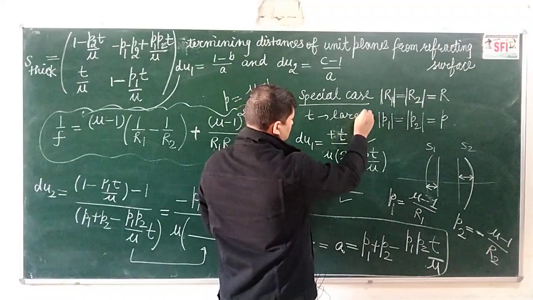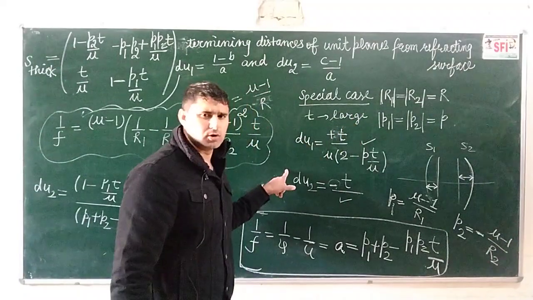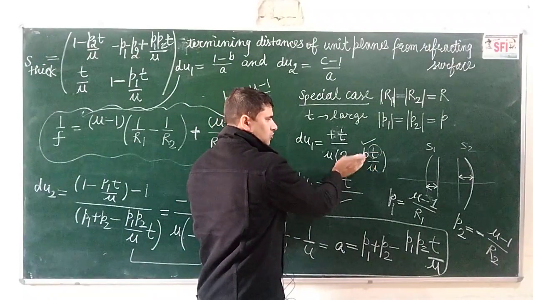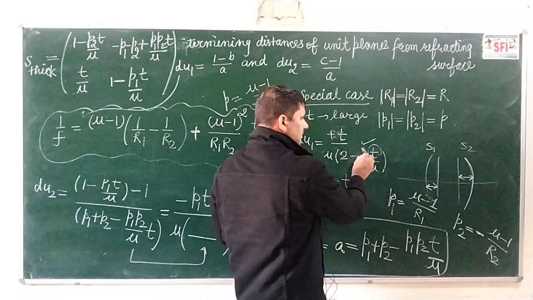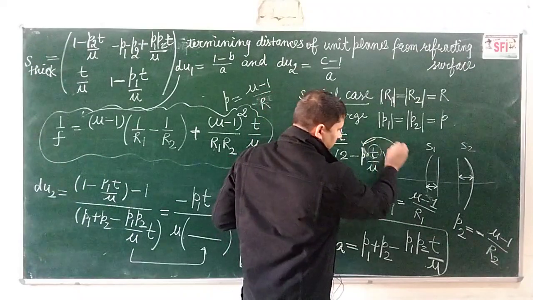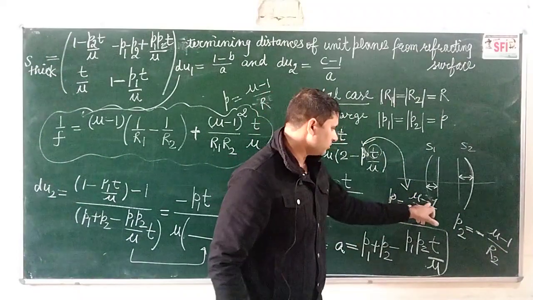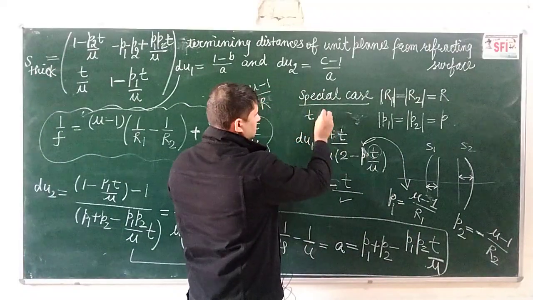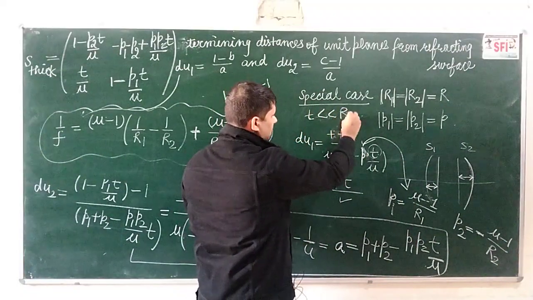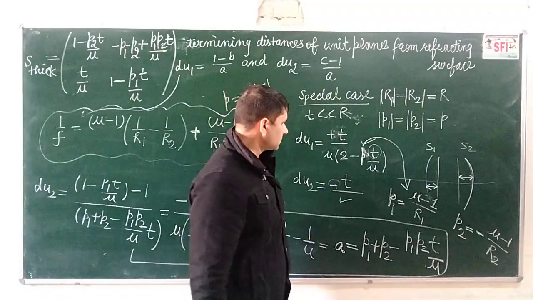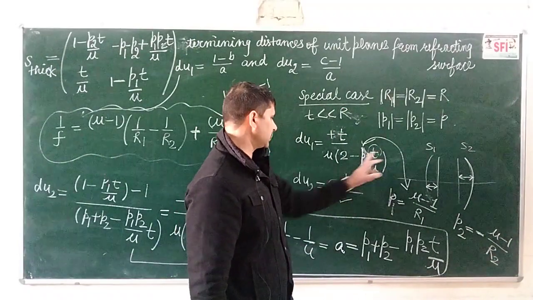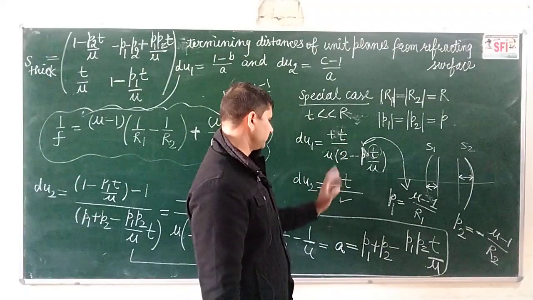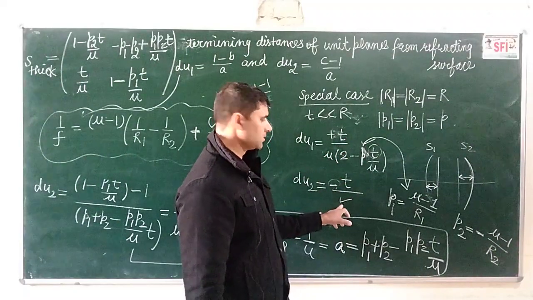T is small. So keep in mind, if T is small and R is large, because if you put the value of power here, power is mu minus 1 by R. So if T is very small as compared to the radius of curvature, you can neglect this factor and you are left with T by 2 mu, and here minus T by 2 mu.